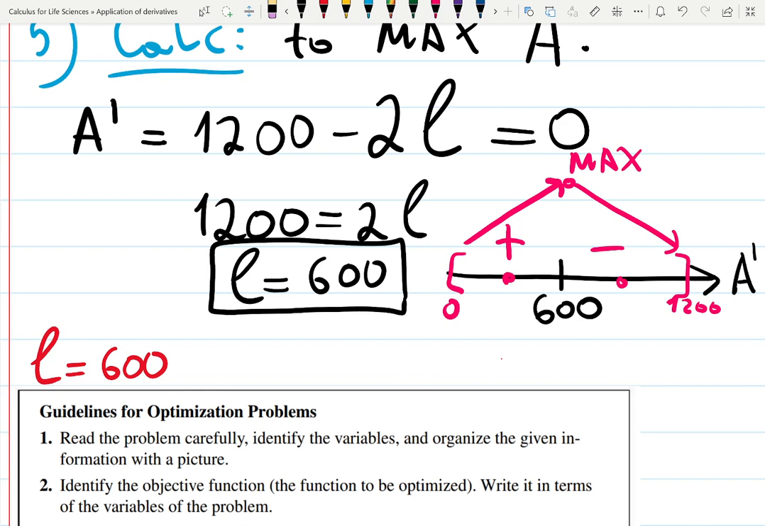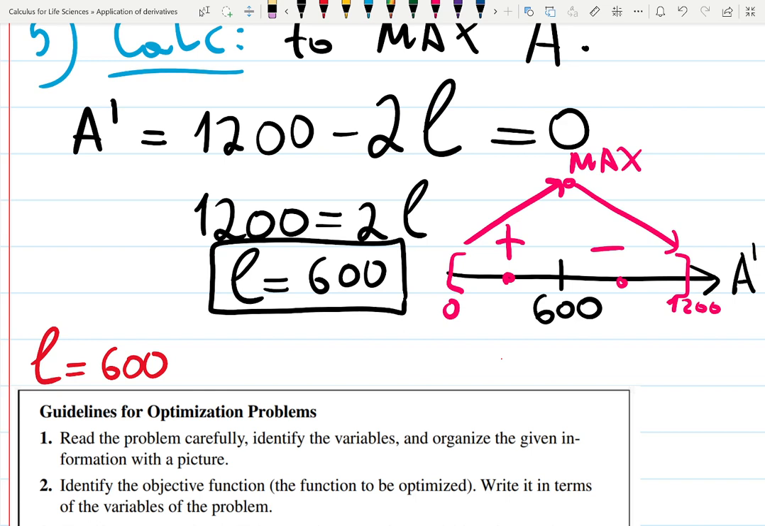There was only one critical point. On the endpoints, you know your fence does not exist. Your fence will be just a line, either only width or only length. So there's no area. Thus, there's only one minimum or maximum, something in between.